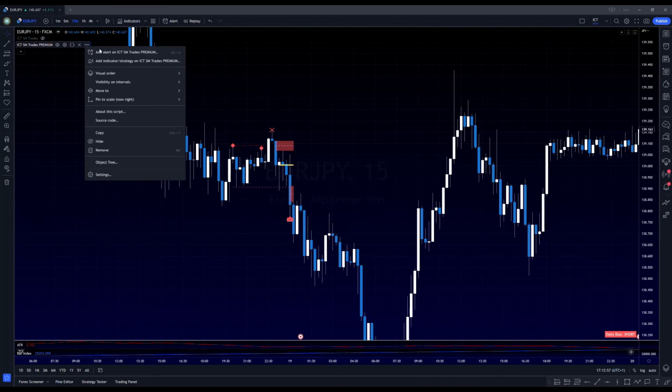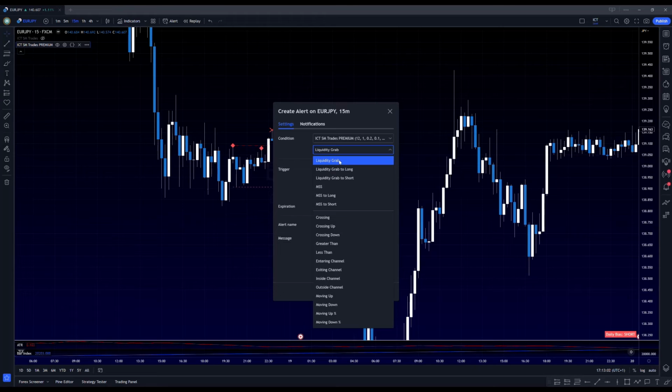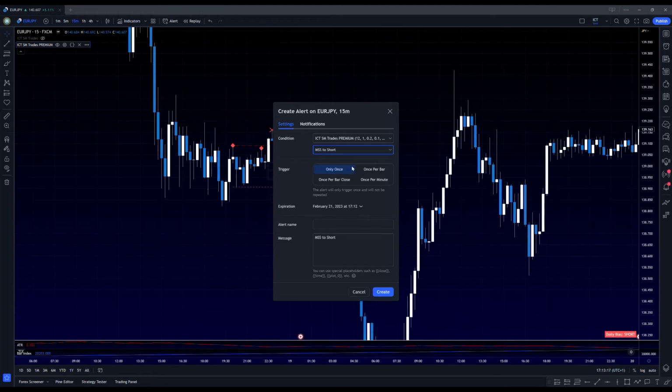Okay. And now we can set alerts here. As you can see, we have alerts for liquidity grab, long or short. This is only the long liquidity grab, only the short liquidity grab. This is the market structure shift, long or short, market structure shift long alert, and market structure shift short alert. Okay, and here we can see how often it should trigger. This is only once, this is once per bar close, or once per minute.